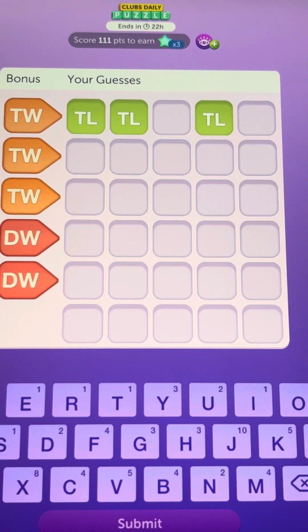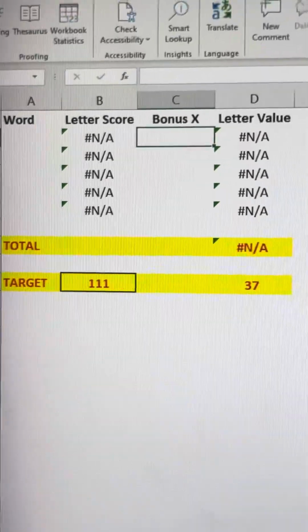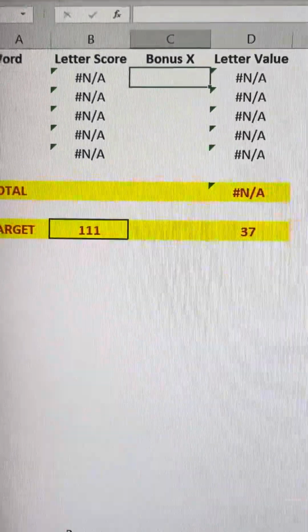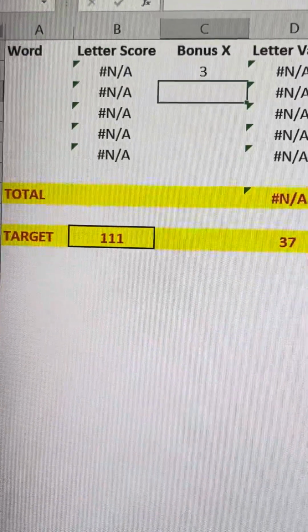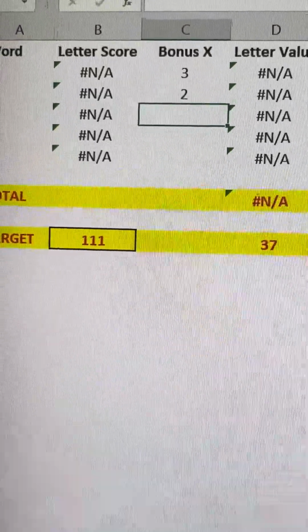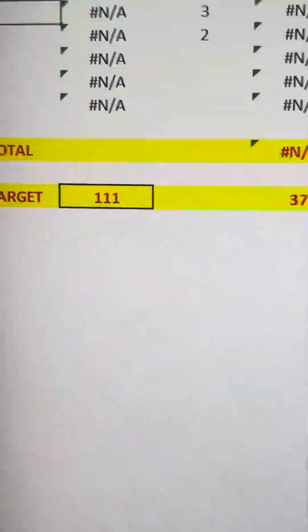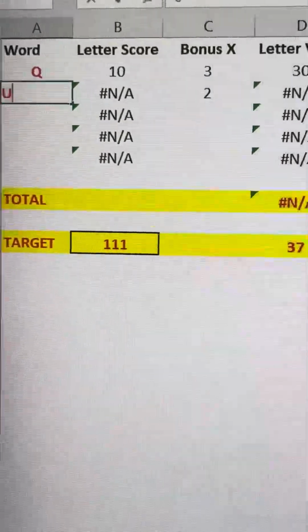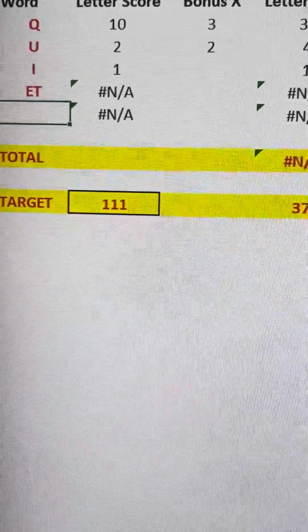So to take an example using the calculator, for 111 points, let's just assume for this example only that the bonus tile will be triple letter on the first tile and then double letter on the second, which is in line with our puzzle. As I said, the possible first letter could be the letter Q. So let's type in the word Q-U-I-E-T, quiet. Oops.